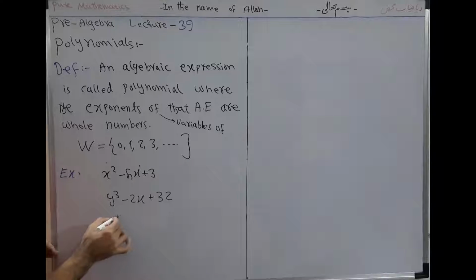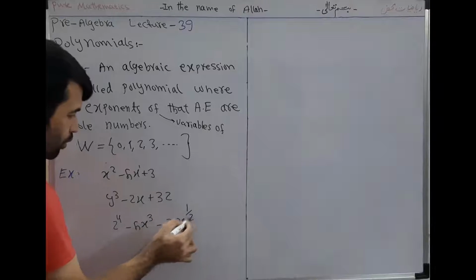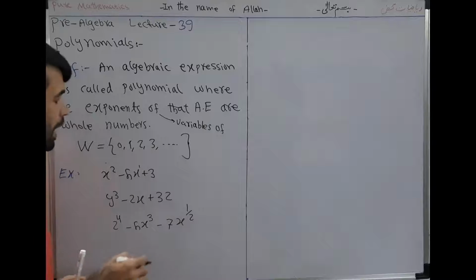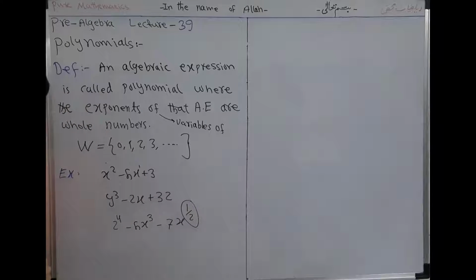Z to the power 4 minus 5x to the power 3 minus 7 x to the power 1 over 2. It is not a polynomial, because here the exponent of this variable is 1 over 2, and it is not a whole number. Therefore it is not a polynomial.